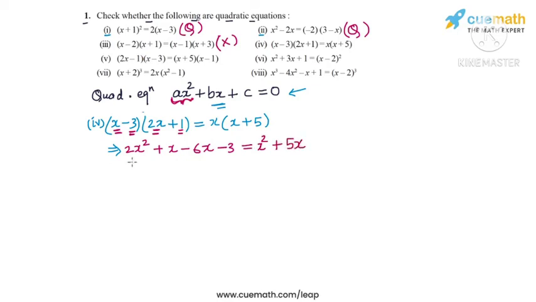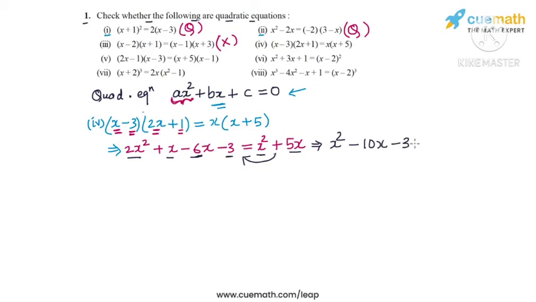And now we see that we have 2x square and x square. So if I bring the terms on the RHS to the LHS, I am left with x square, and then I have x minus 6x, that's minus 5x, and then another minus 5x, so that's minus 10x, and then I have minus 3.